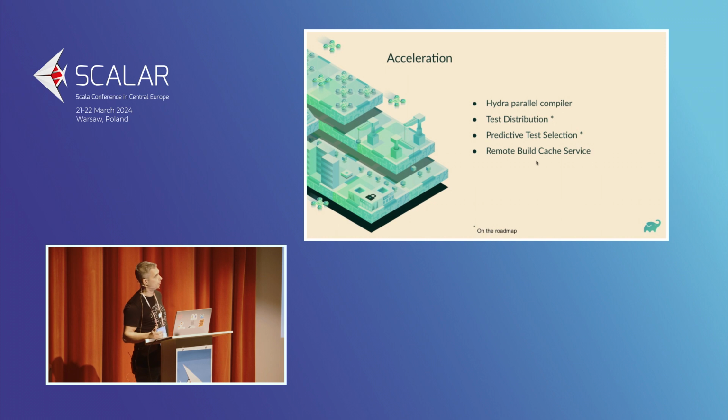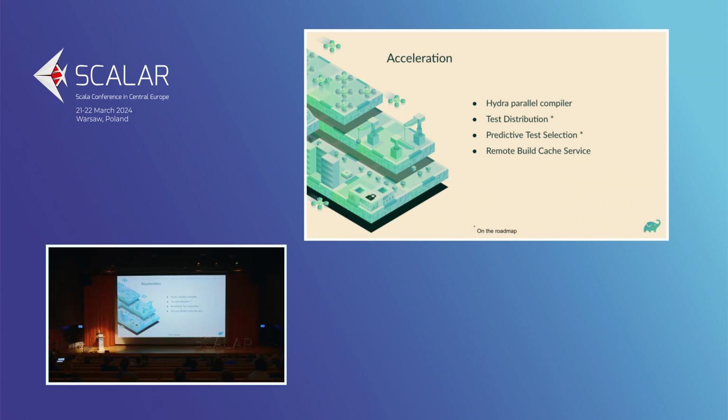Then we have test distribution, which is a way to run your tests on different agents that can run in the cloud. So you can distribute your test runs and speed them up in this way by running them on many machines. Predictive test selection, this is a way that we use machine learning to reduce the amount of testing you're doing in a build based on historical data.